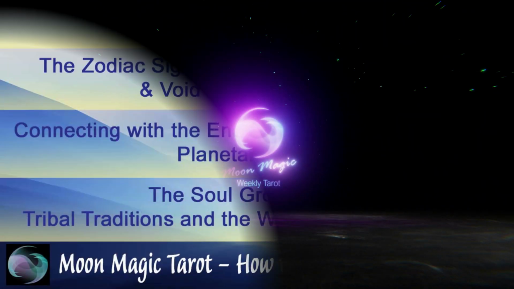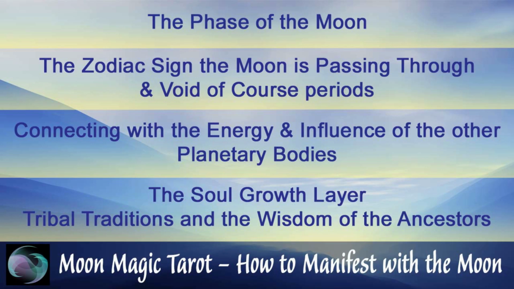So Super Souls, we are now going to get into the part of the webinar where we get very, very hands-on. You'll see in front of you a slide that shows the different components of moon energy or moon influence that we're going to look at: the phase of the moon, the zodiac sign that the moon is passing through, and void of course periods. I'll explain in a moment what a void of course period is.